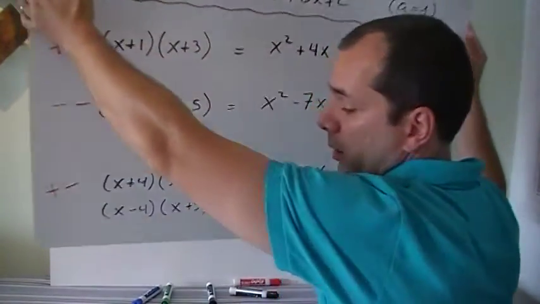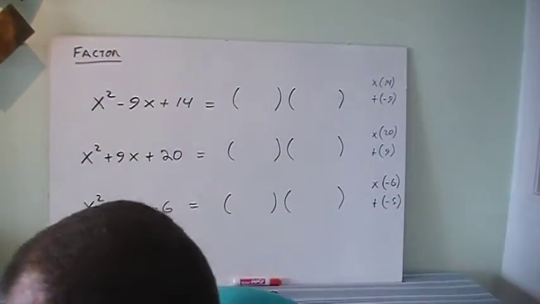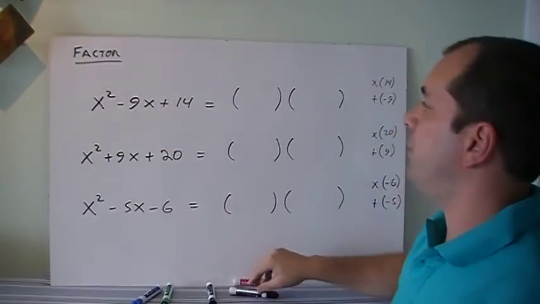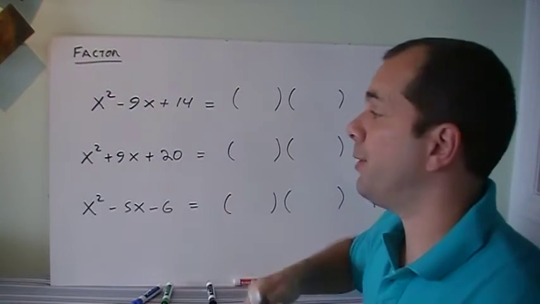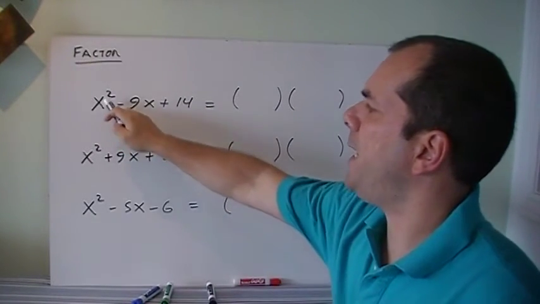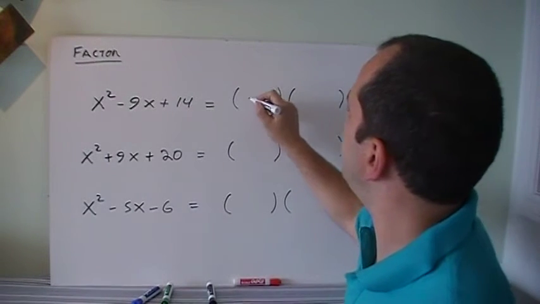So now we're going to get a trinomial in standard form, and we're going to try to see if we can put it into brackets, into factored form. So it's an x squared, so I know that this is going to be x and x.